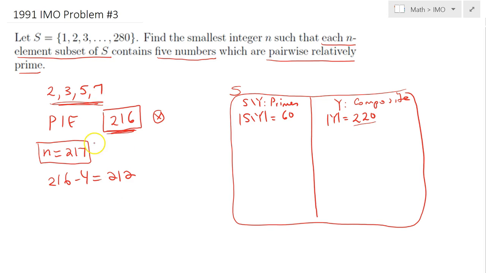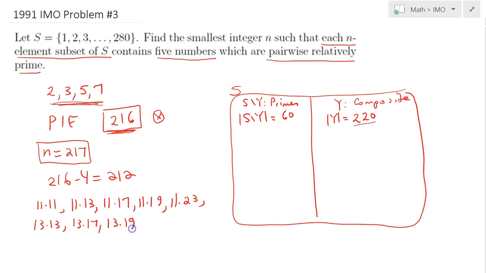but then you add back all the composite numbers which do not have a 2, 3, 5, or 7 in it. We would see that there are 8 of these, namely 11 times 11, 11 times 13, 11 times 17, 11 times 19, 11 times 23, and then 13 times 13, 13 times 17, 13 times 19, which is the last one, because 13 times 23 is more than 280. So when you add back these composite numbers, which are 8 of them, you realize we would have 220 composite numbers.